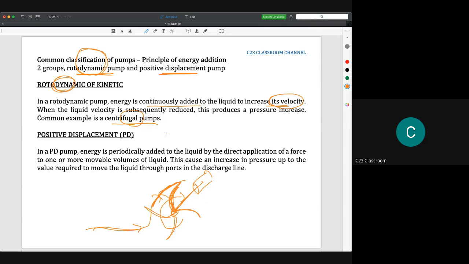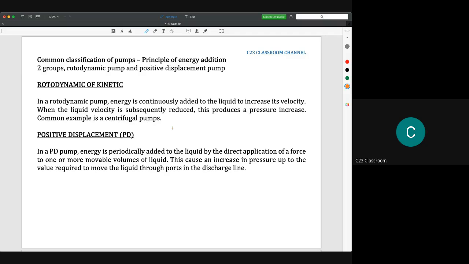So okay. Kemudian kita ada lagi satu, we have another type of pump which is called a positive displacement pump. Okay, this might be your first time hearing about this, but I think it is quite simple. In a positive displacement pump, energy is periodically added to the liquid by the direct application of a force to one or more movable volumes of liquid. So this is the keyword.